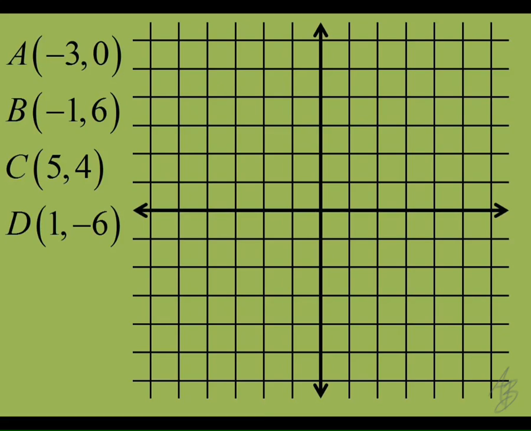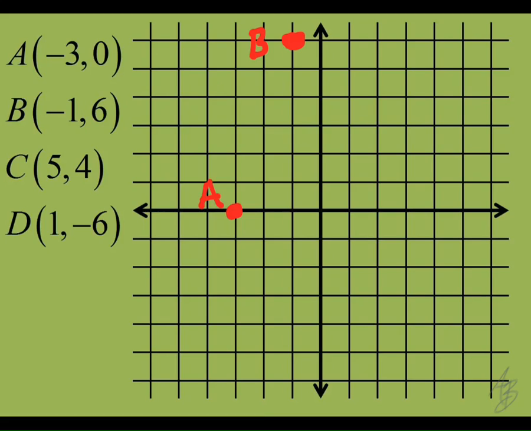Kate, can you tell me where to go for point A? Okay, good. So there's point A right there. How about point B, Carly? Start at the origin and go left 1. Uh-huh. And then up 6. Okay, good. So we go left 1 and up 6, and we get point B there.